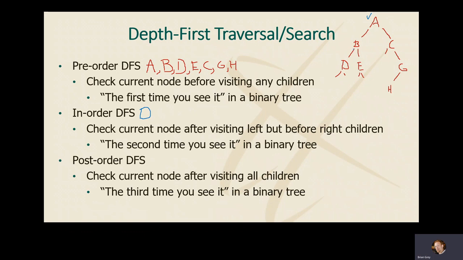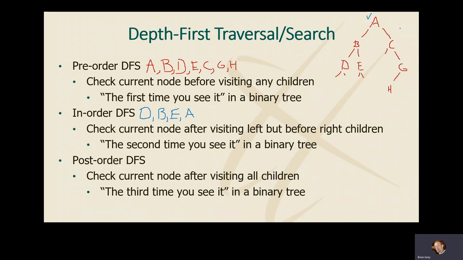Then we come back up. Now we look at B. Now we go to the right. No children in E, no left children in E. So we look at E, right? Go to the right, nothing, okay? Now we come back up. Now we look at A.